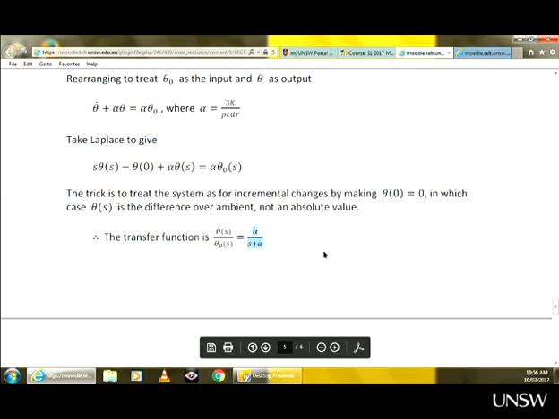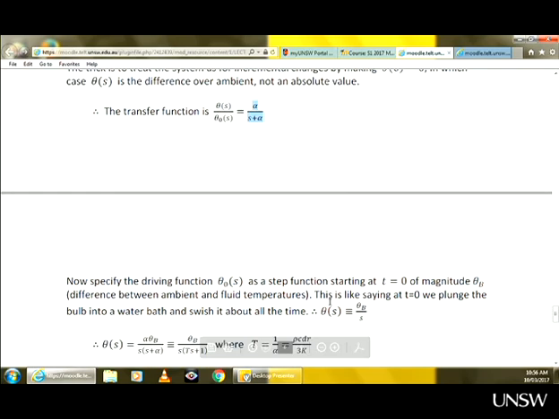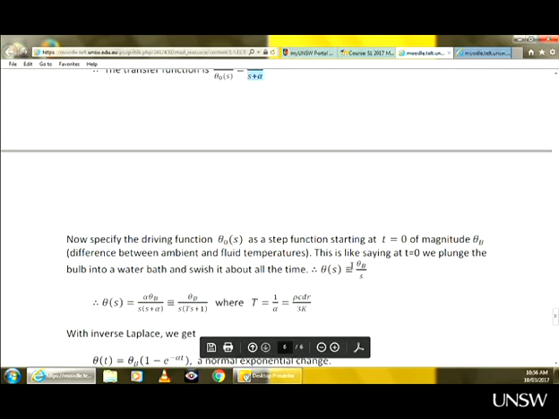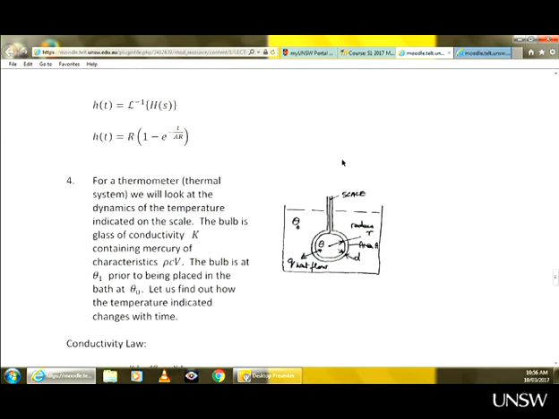Okay, we may be just a couple of minutes longer than usual. Now, let's assume a step input, but not a unit step input. The magnitude of the step input is theta b. So theta b is a constant. But theta b really is the difference between the outside temperature and the temperature of the hot fluid.